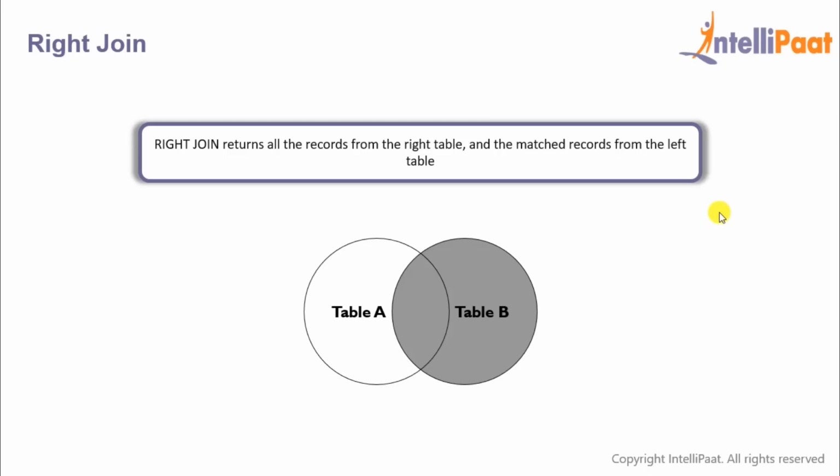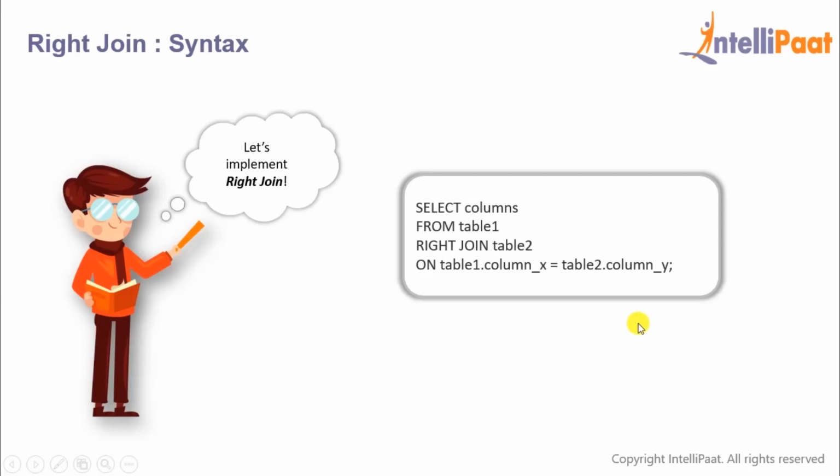So the right join basically returns all the records from the right table and only the matched records from the left table. So if we take table A and table B, then applying right join on these two tables would give us all the records from table B and only the matched records from table A. So let's have a look at the syntax.